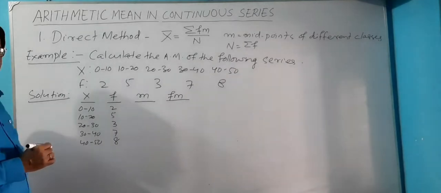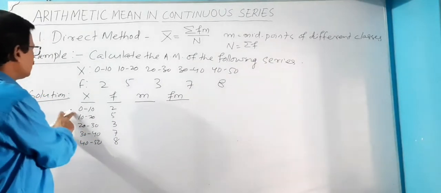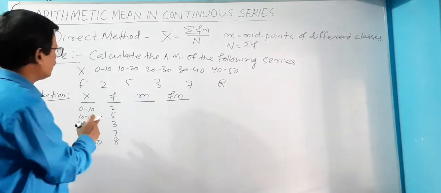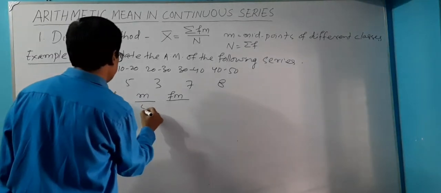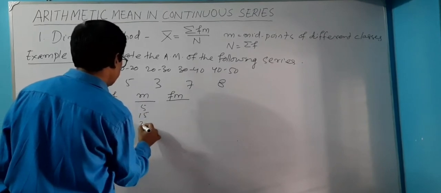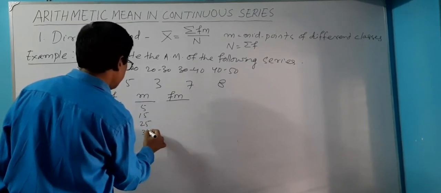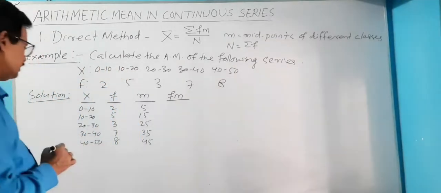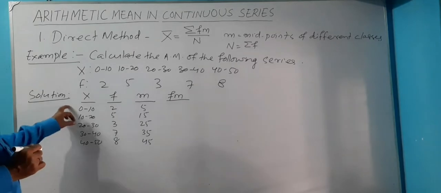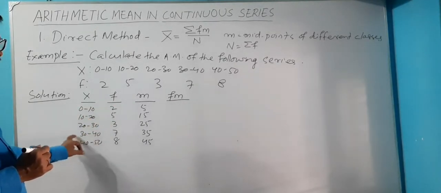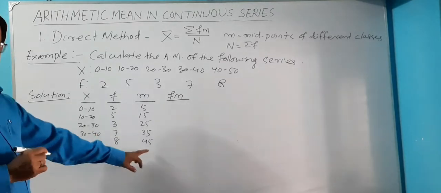What is m? How to calculate m? M is equal to 0 plus 10 by 2. We know here m is equal to 5. Here 15, 25, 35, and 45. That is, 0 plus 10 by 2, 10 plus 20 by 2, 20 plus 30 by 2, 30 plus 40 by 2, and 40 plus 50 by 2, that is 45.